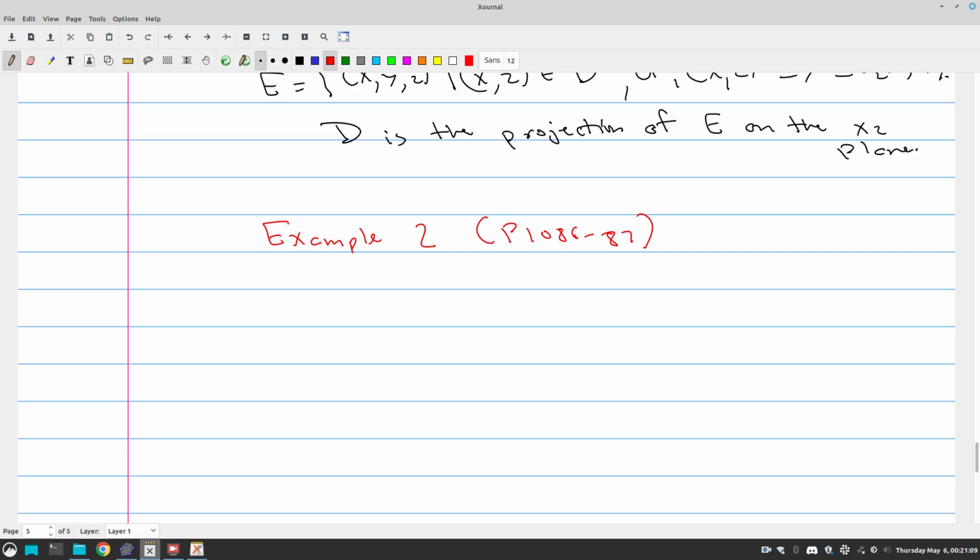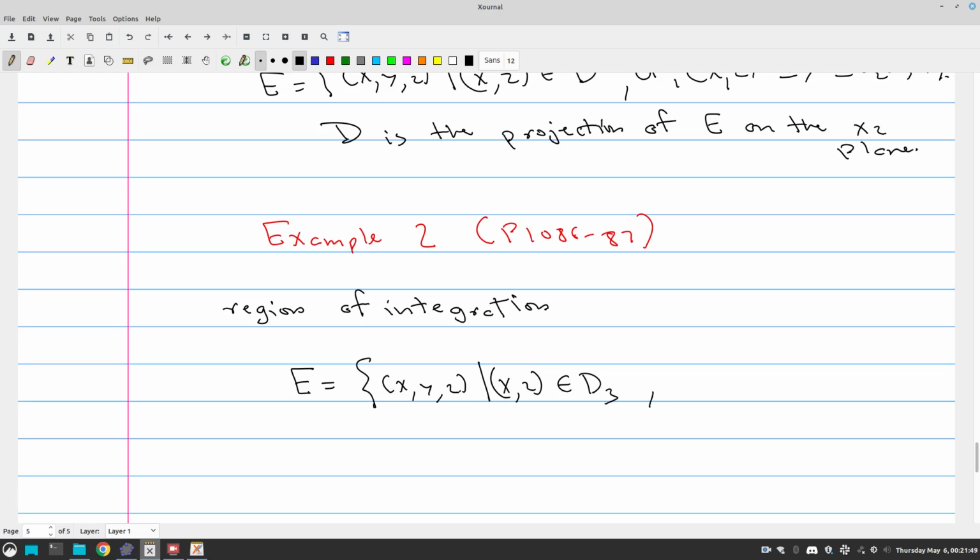So what is our region of integration? Our volume of integration E is as follows: x, y, z, where x and z are in some D3, and y goes from x squared plus z squared, which is the lower limit for y, and the upper limit is 4. So this is the region of integration.